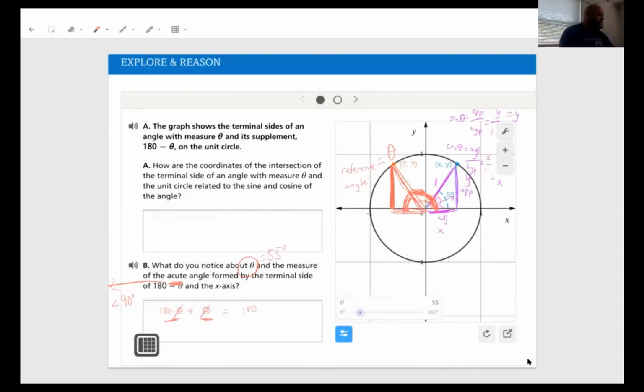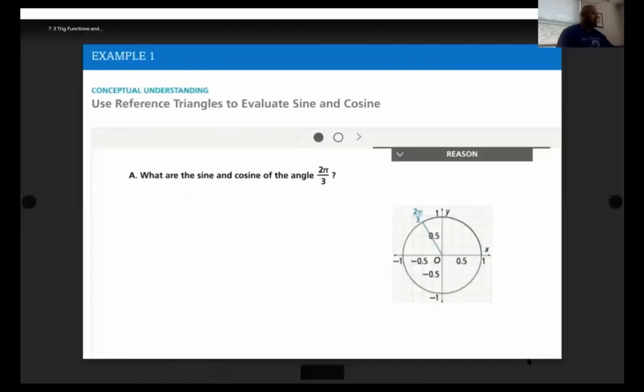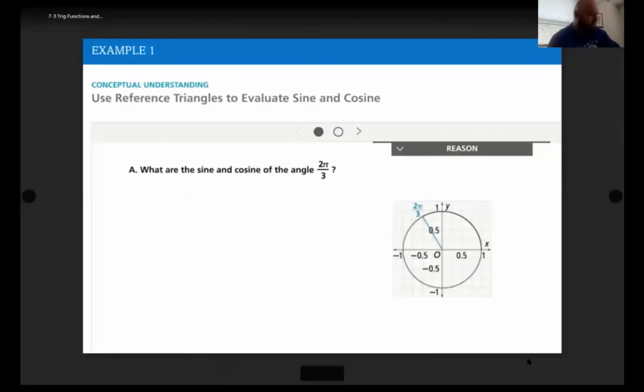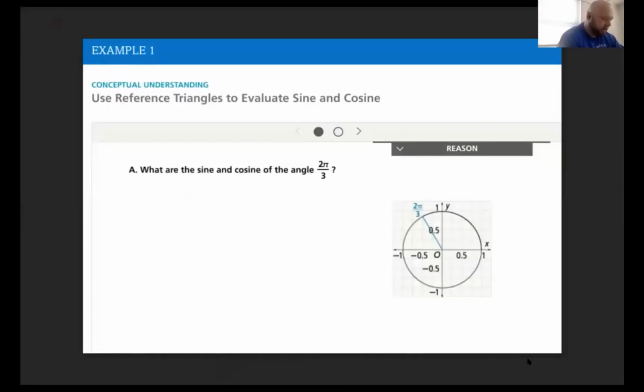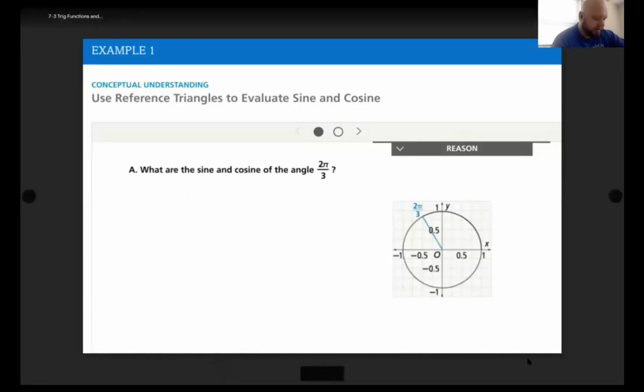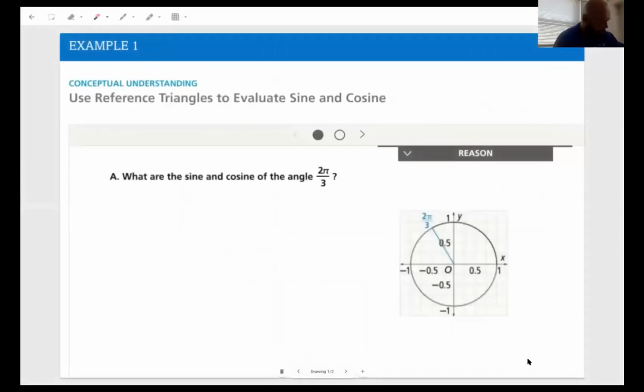All right, so we're going to move on now to example 1 in our lesson. So example 1 says, what are the sine and the cosine of an angle 2 pi over 3? You can see the angle 2 pi over 3 in our picture. Let's go in and edit this. Remember, we always start our angles from the positive x-axis, and we move in a counterclockwise direction to show our angle. So they put 2 pi over 3 up here on the unit circle, but realize that this angle in here is also 2 pi over 3.